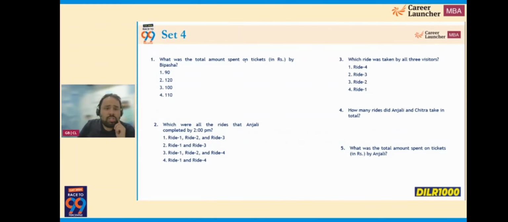What was the total amount spent on tickets by Vipasha? Direct. Which were all the rides that Anjali completed by 2? Direct. Which ride was taken by all 3 visitors? Direct. How many rides did Anjali and Chitra take? Direct. What was the total amount spent on tickets by Anjali? Now, while there is a lot of work that this set will need, there are not going to be cases. None of the questions is an if, none of the questions is a had-this-happened-what-will-happen.